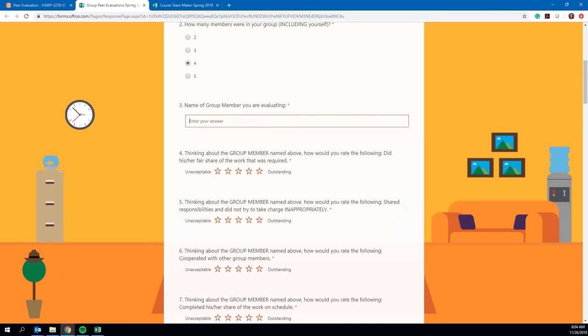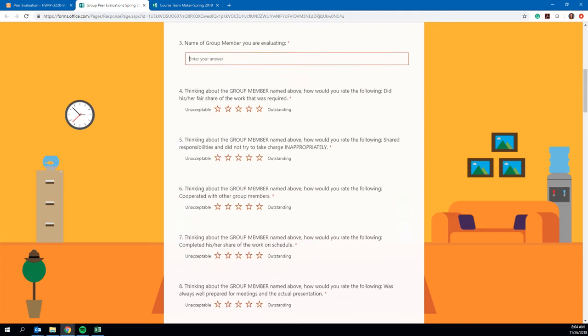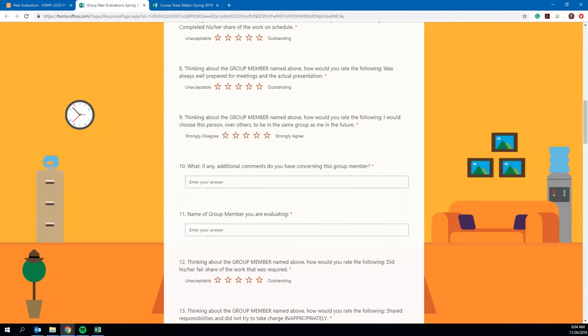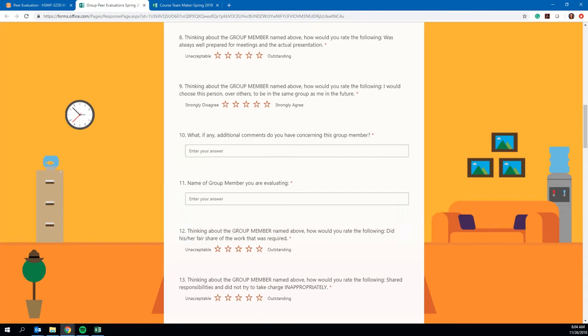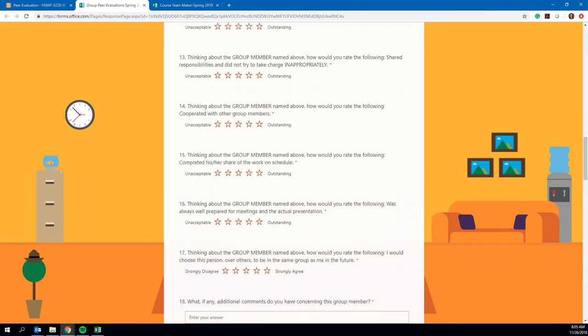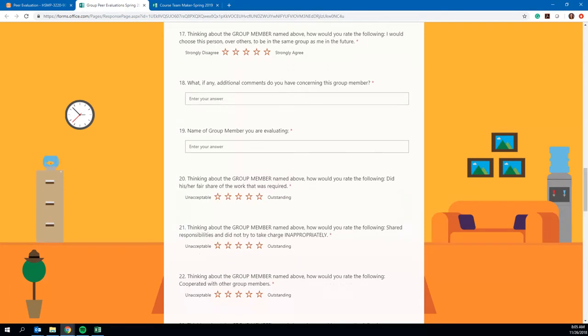put in the name of the person that you are evaluating. Now, you will self-evaluate as well, so you can go ahead and put yourself in here, or you can start with another one of your group members. It's going to ask you a couple questions about how they performed or how they are performing in the group if you're doing a midpoint peer evaluation. Any additional comments you have concerning that group member, and then you'll move on to the next group member if you have a multi-member team.